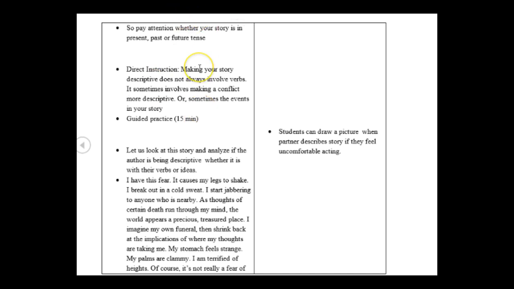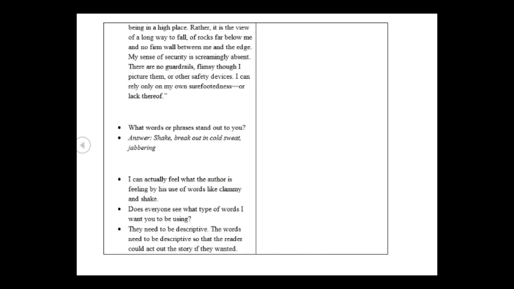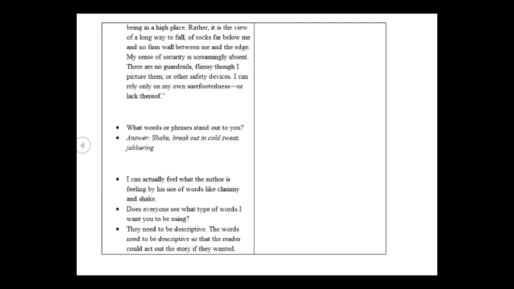Otherwise, you're doing too much direct instruction right up front, and the kids are going to completely ignore the verb stuff. They'll forget it in favor of this stuff here, okay? You say that you want to look at a story and analyze if an author's descriptive, but really in the end, you didn't do any analysis at all. You read it out loud to them, and then you just said what words or phrases stand out to you. These are the answers you're looking for here, and you say, I can feel what the author is feeling by his use of words like clammy and shake. That's not an analysis.